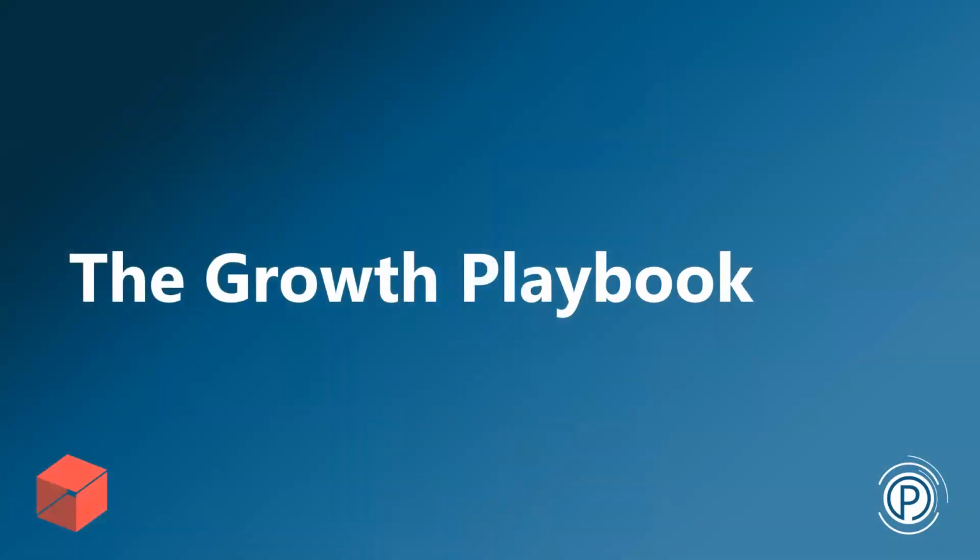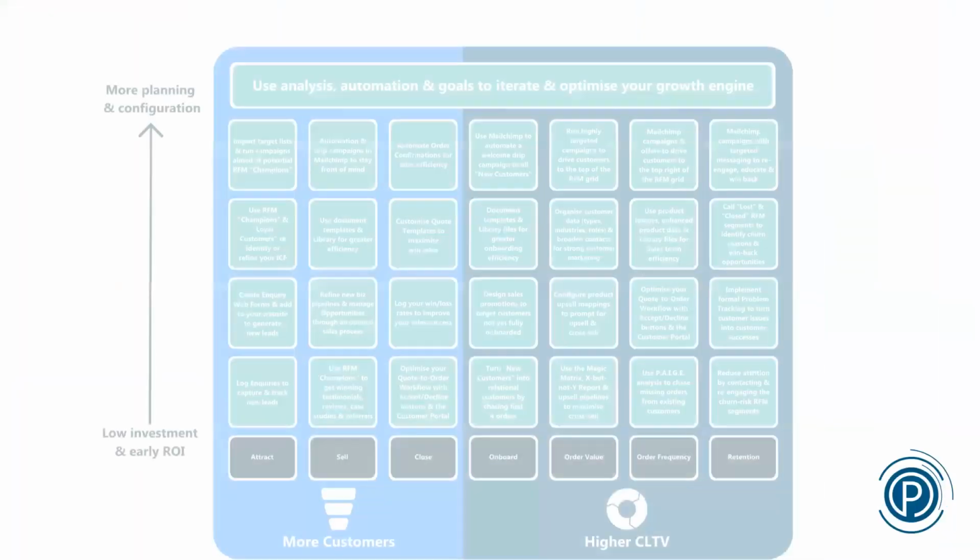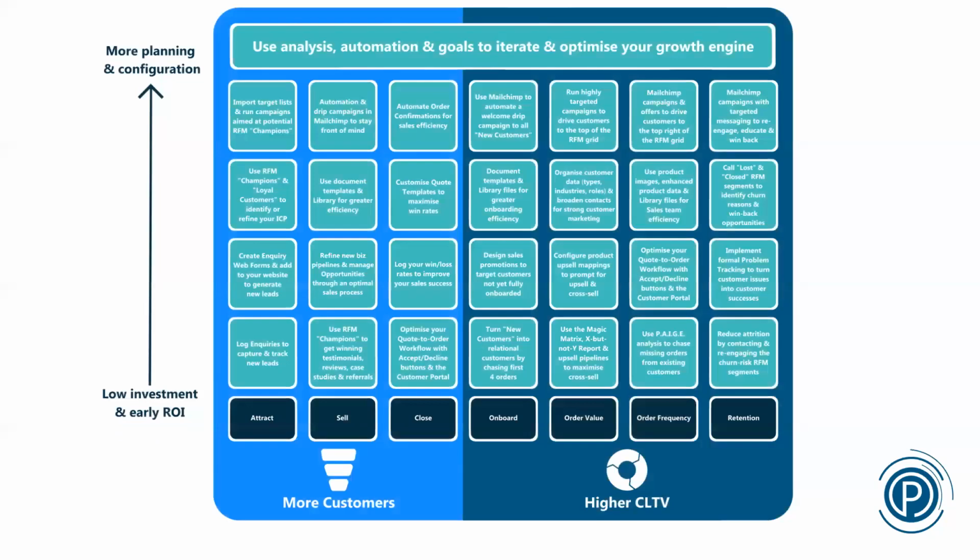And so the way we do that, and should you ultimately buy our system, with our onboarding team and the flight pass that we sell, they'll go through with you what we call the growth playbook. And so each of those elements that we've just looked at, attract, sell, close in more customers, and onboard, order value, order frequency, and retention, have pillars of things that you can do in your business using our CRM system to increase the effectiveness of each of those elements.